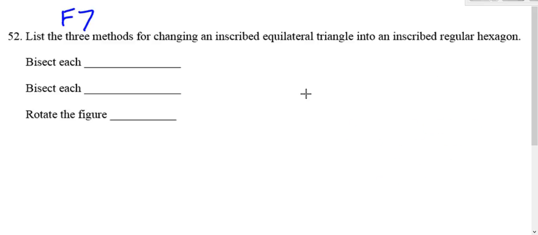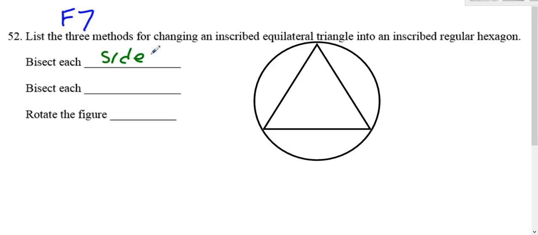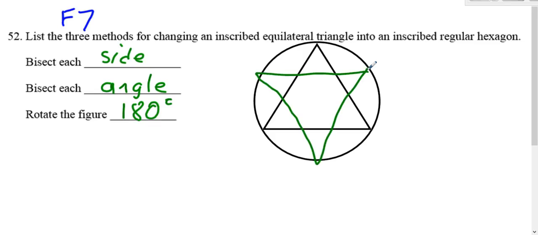The three methods of changing an inscribed equilateral triangle into an inscribed regular hexagon. So there's an inscribed equilateral triangle. Three ways to do it. You could bisect each side of the triangle. You could bisect each angle of the triangle. Or you can rotate the triangle or the whole figure 180 degrees. So you get another triangle over here like this. And that would be right.